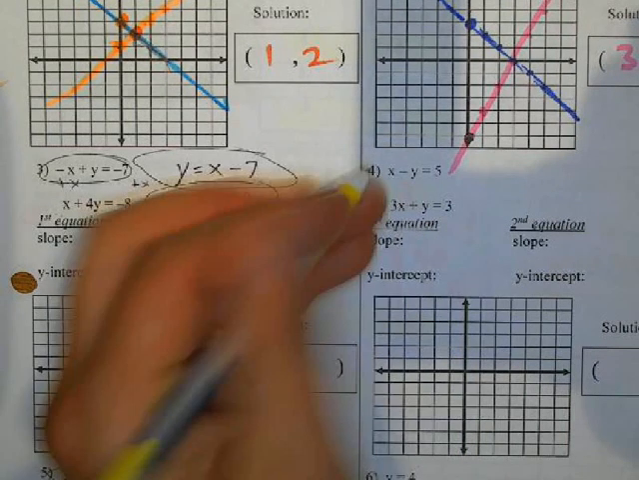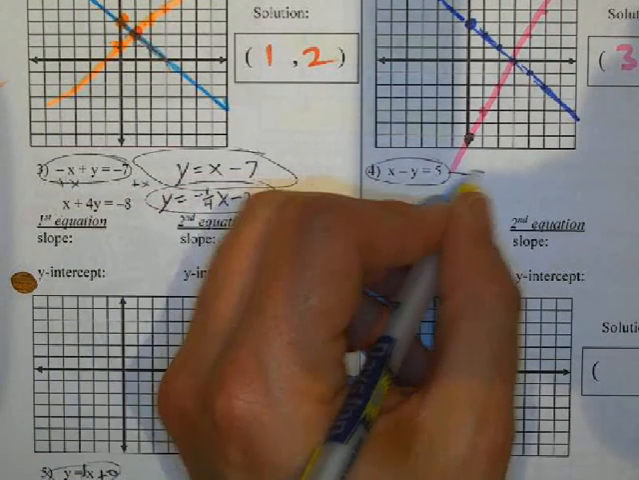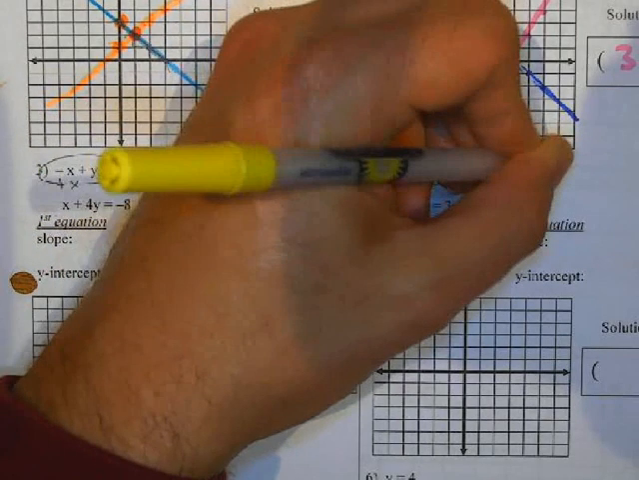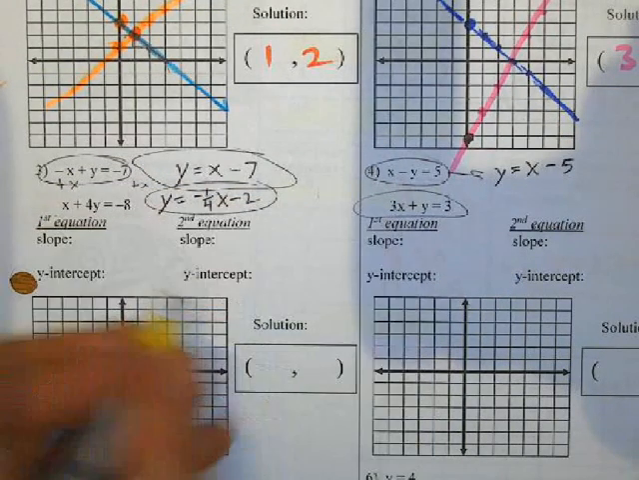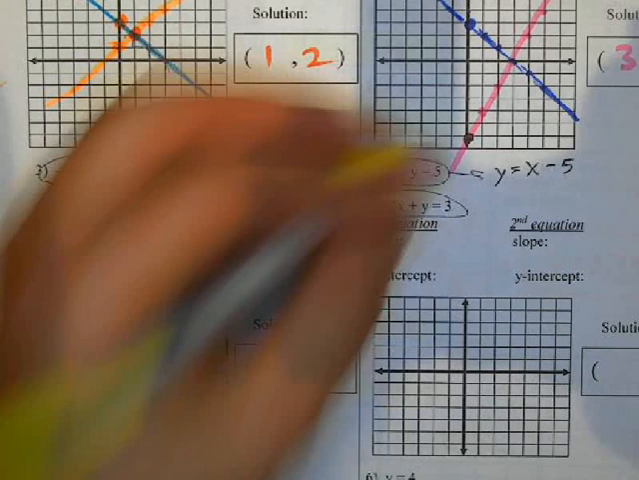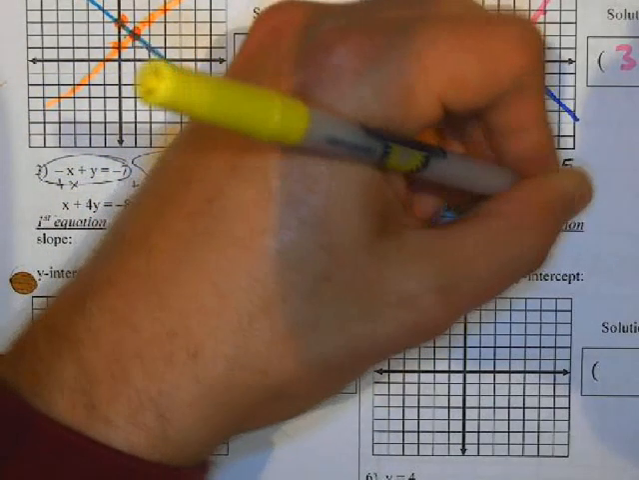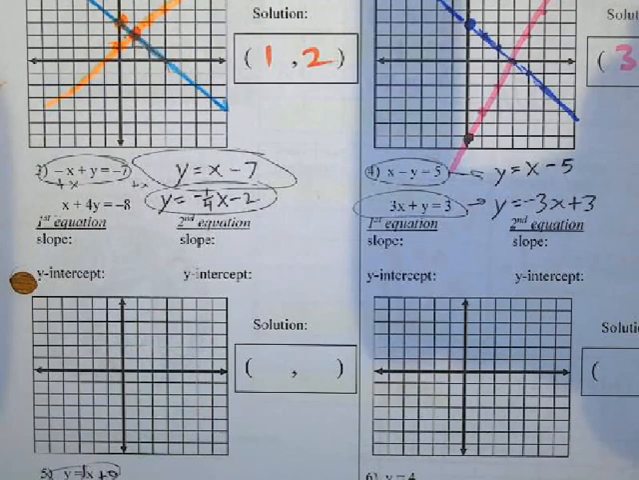Here, I'm going to rewrite this equation, and we get y equals x minus 5. And here I'm going to rewrite this equation, subtract 3x on both sides, and I get y equals negative 3x plus 3. Okay, so I've already done those over here. I'm going to show you what I've done here.